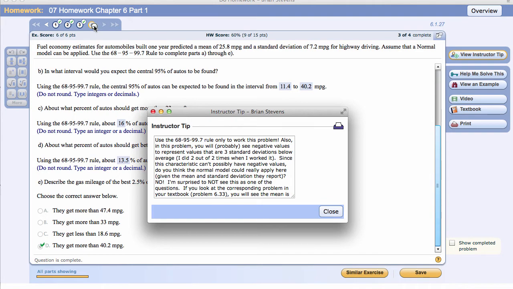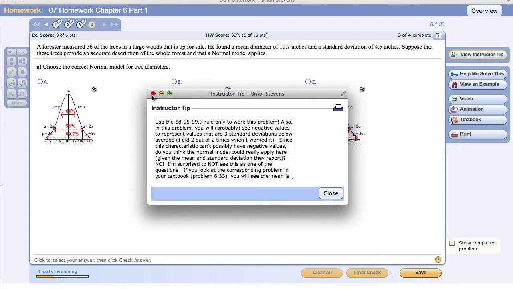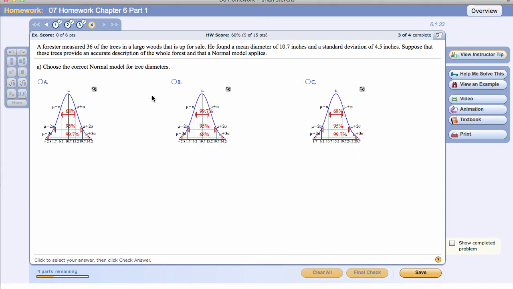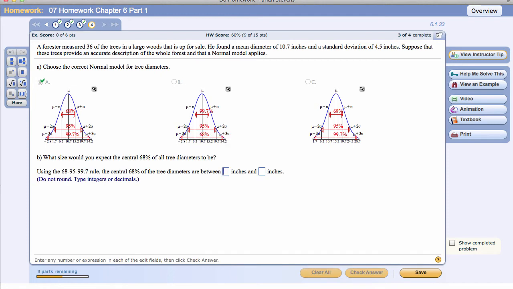Going on to the next question, we are going to use the 68, 95, 99.7 rule again. So with this in mind, you'll notice that this middle one has the numbers completely wrong. So let's take a look here. We are down to just C and A. So we need a mean of 10.7. That automatically eliminates C. Hey, C has the wrong mean. So let's go over here and choose A. This will be the solution we use throughout the rest of this.